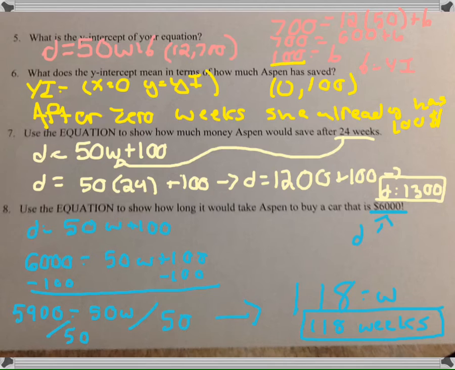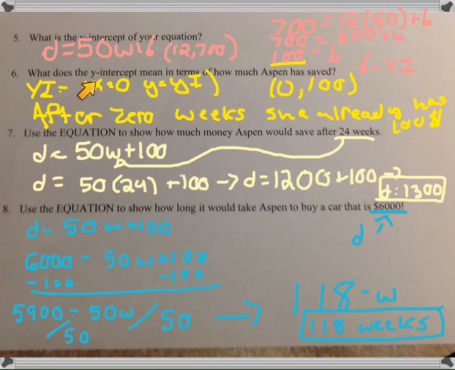Question 5 asks, what is the y-intercept of the equation? So in question 3, we found the slope. So we can use the original equation, y equals mx plus b, or D equals mW plus b, and plug in the slope, and have D equals 50W plus b. I then plugged in the point 12, 700, to get 700 equals 12 times 50 plus b. 12 times 50 equals 600, so 700 equals 600 plus b. I then subtracted 600 from both sides to get 100 equals b, so b is the y-intercept.